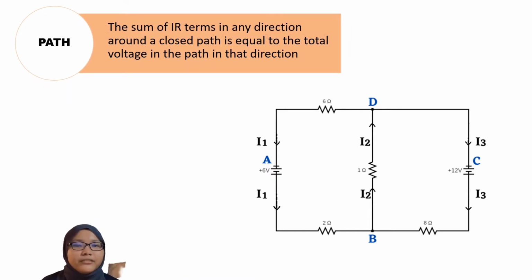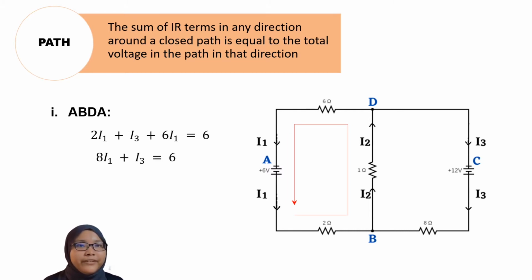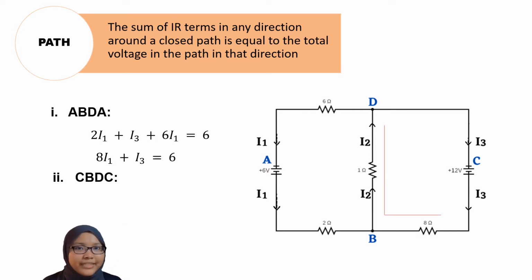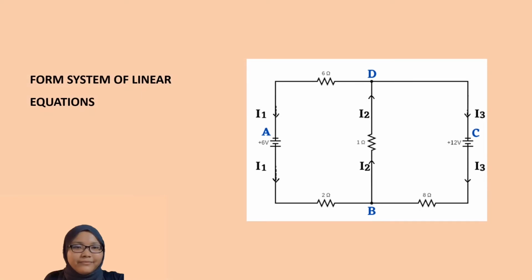There are 2 closed paths, ABDA and CBDC. The equation for ABDA is 2I1 plus I3 plus 6I1 equal to 6. We can simplify this into 8I1 plus I3 equal to 6. Moving on, the equation for CBDC is 8I2 plus I3 equal to 12. And finally, we can form the system of linear equations as follows.